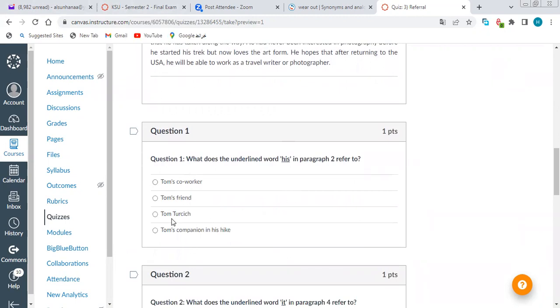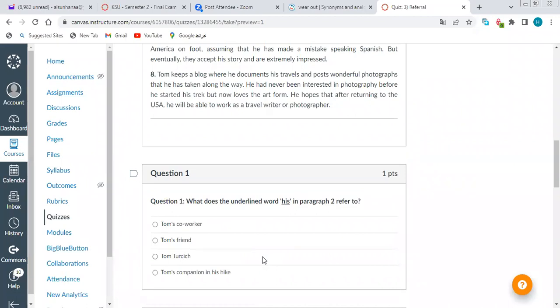Refer to what? Tom's coworker, Tom's friend, Tom Tursish, or Tom's companion? Of course, guys, it refers to what? Tom Tursish. Tom himself.